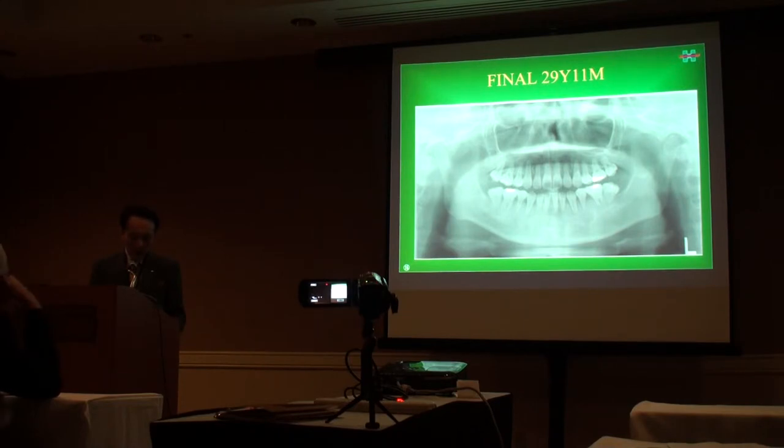The slide shows a post-treatment panoramic X-ray. Root parallelism was established after treatment. The lower terminal molars incline distally on both sides. No change is observed in alveolar bone height. There is no obvious root resorption.